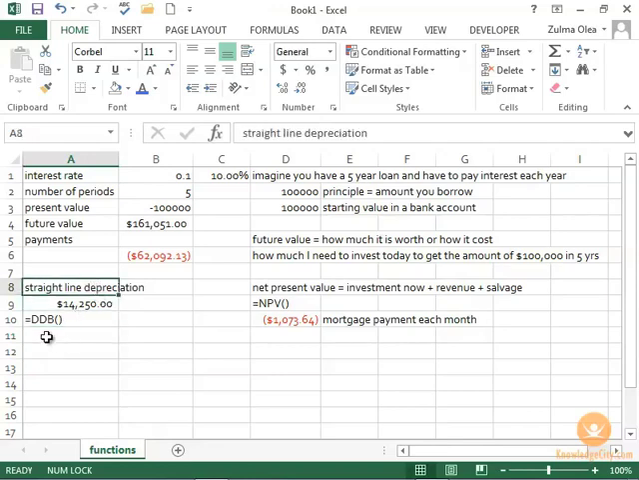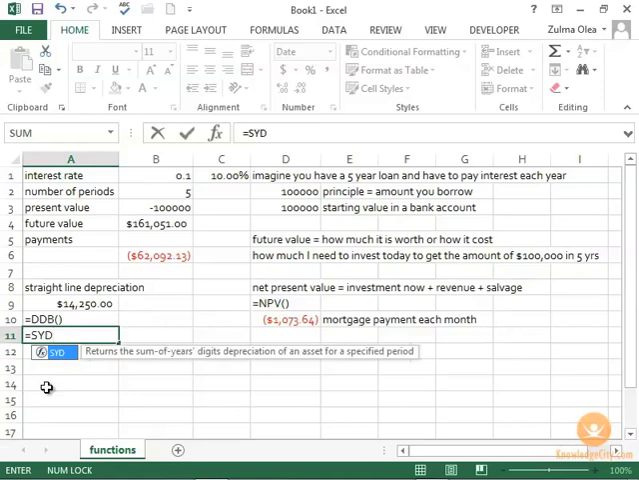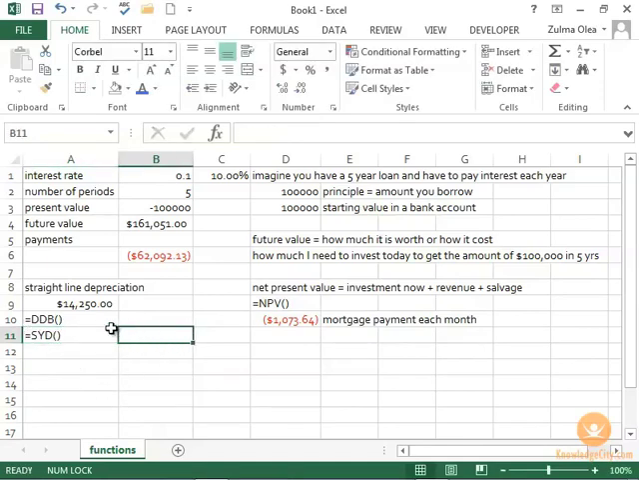There is also an older and now hardly ever used method that Excel still supports called sum of the year's digits, and the function is SYD. Again, this is also a method that companies use to depreciate assets. If you happen to be in a company that uses this method, which we really don't use very much anymore, there is an Excel function for sum of year's digits. There's also one for double declining balance. The most useful one, straight line, is the one that most companies use today.